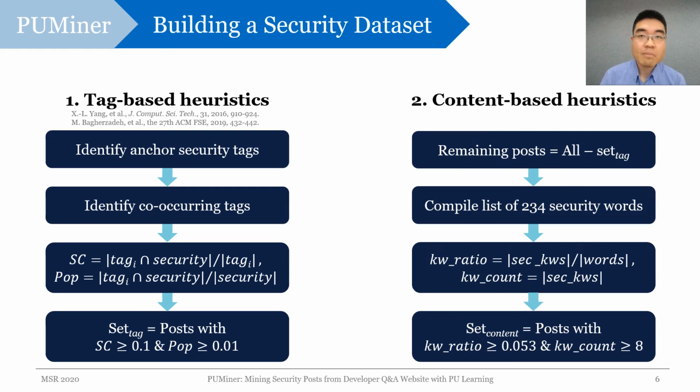Moving on to the content-based heuristics, we start with the remaining posts after excluding the tag set. Then we prepare 234 security words to check the security content of the post. Intuitively, we want to make sure the security words in the post are prevalent, measured with keyword ratio, and at the same time diverse enough, measured with keyword count. With these content thresholds, we obtain the content set and then combine it with the tag set to build the golden security dataset for training our PU model.